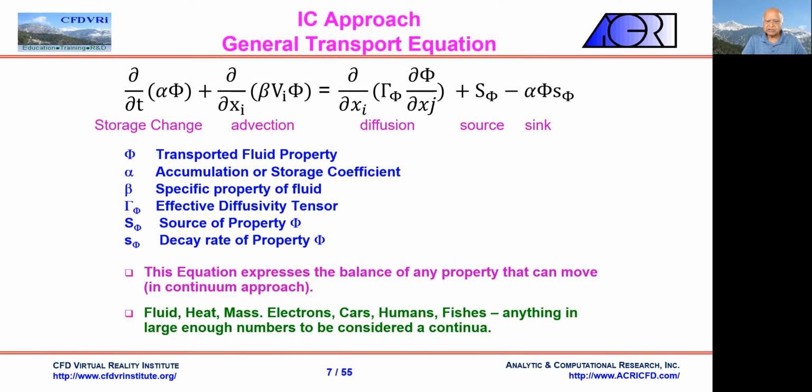So this equation expresses the balance of any property that can move. Of course, this is in a continuum approach. Fluid, heat, mass, electrons, cars, humans, fishes, anything that is present in large enough numbers to be considered a continuum.